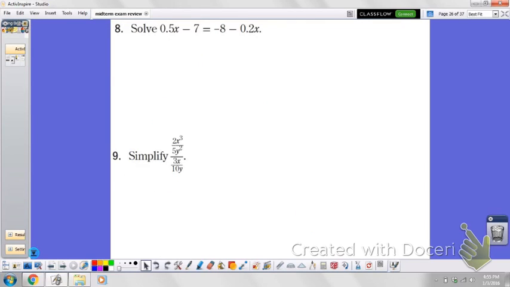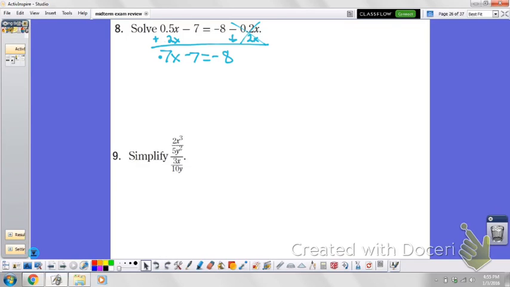Number 8, I have an equation to solve: 0.5x minus 7 equals negative 8 minus 0.2x. I have variables on both sides of my equal sign, so I need to get them on the same side. I'm going to do that by adding 0.2x to both sides, giving me 0.7x minus 7 equals just negative 8, because my 0.2's cancel out.